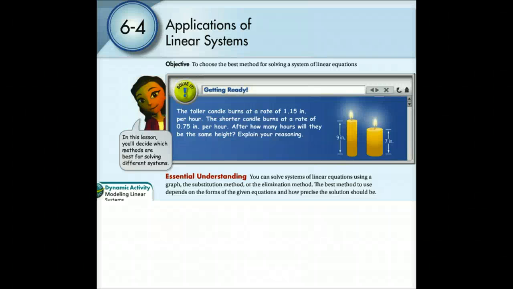6-4 Applications of Linear Systems. So we have learned 3 ways to solve a system of linear equations: graphing, substitution, and elimination. We are going to take those 3 methods and apply them to real-life situations.